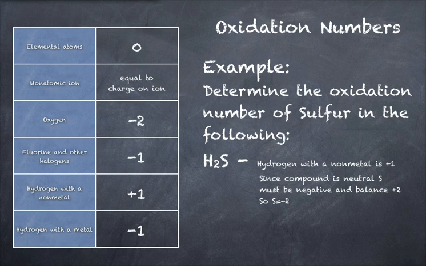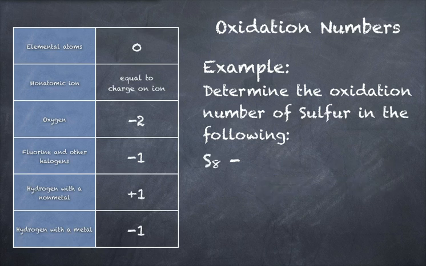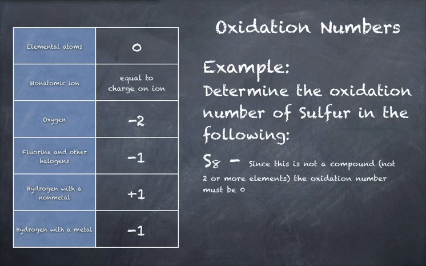In a different example, it's not going to be negative 2. It doesn't ever have to be; you just have to take it from its context. This one we have S8, and we see that sulfur here is not combined with anything except sulfur, so therefore it has to be 0. It's elemental. It's not a compound, it's just an element.